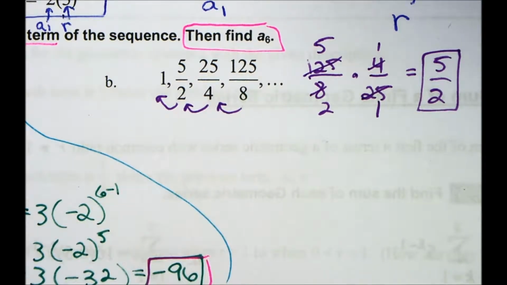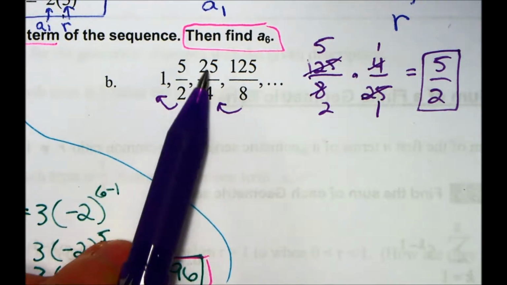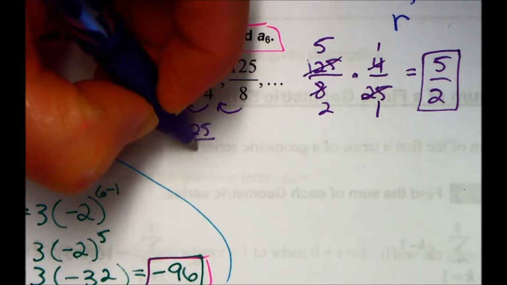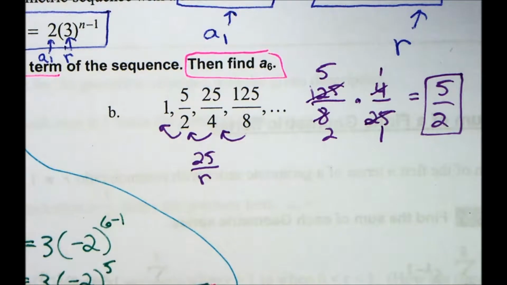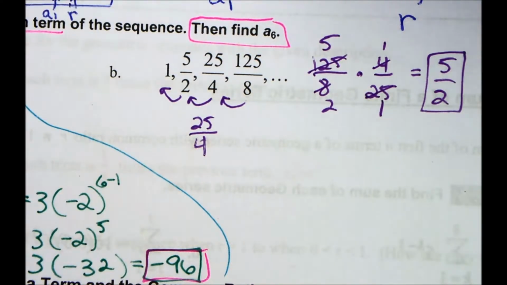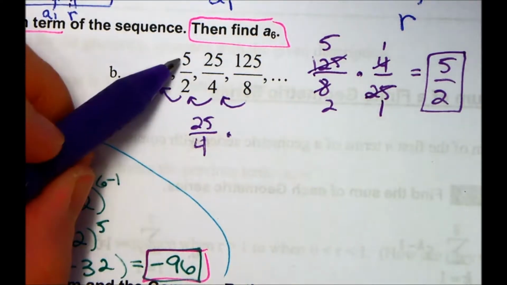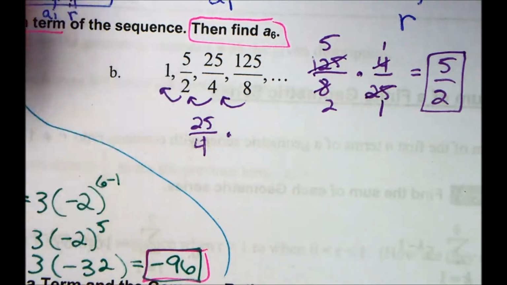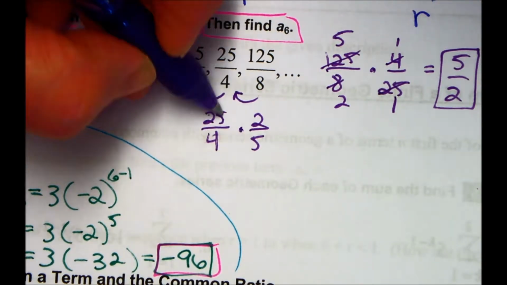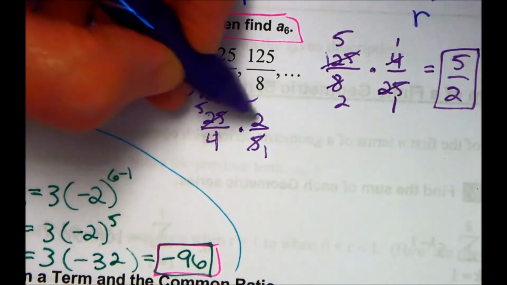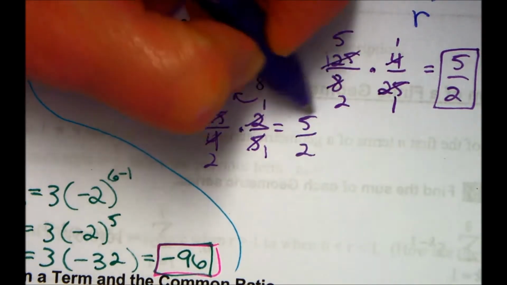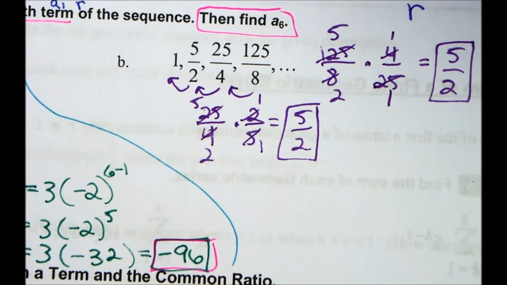So let's see if we get the same thing when we divide the next two, the 25/4 by the 5/2. So I'll do that right here, 25/4 divided by 5/2, which instead of division, I'm going to multiply by the reciprocal, 2/5, and then reduce. So once again, the 25 and the 5 can be reduced, which gives us 5 and 1. The 2/4 we can reduce to get 1 and 2, multiply across, and again we get 5/2. So I'm pretty confident that my ratio is going to be 5/2.